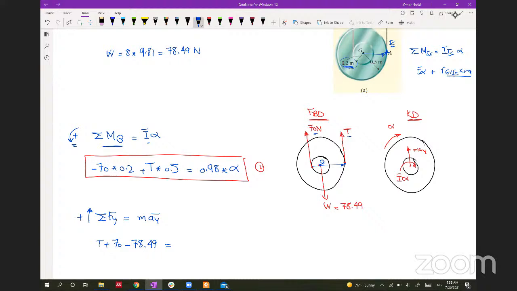Oh, just one last thing. Is this equation 1 right? Did I miss any sign or anything that is not right? Does anybody know if I missed something? I missed something actually, and I would like you to discover it.